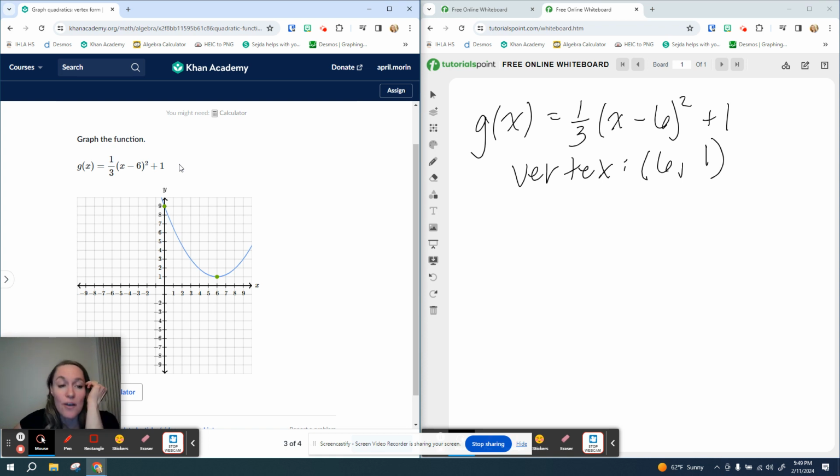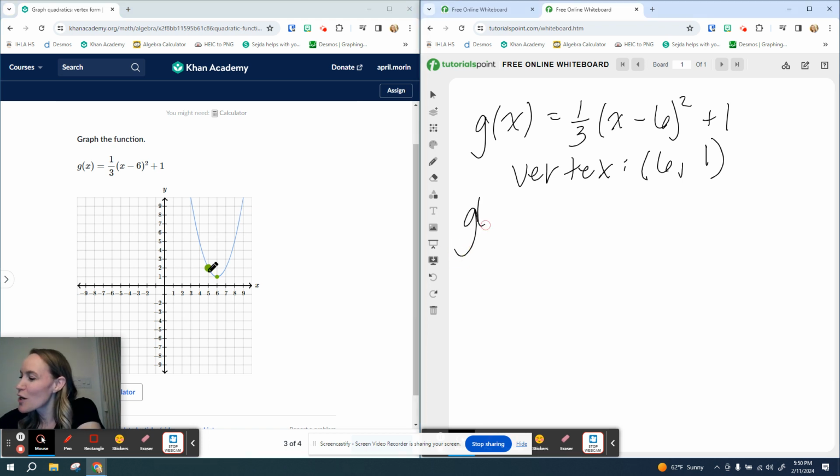Yeah, so 0 is not going to work. So let's pick a different number. Let's pick 5, right? We want to pick a number close to the vertex so that we get a positive number. This might take a few tries, but I'm going to pick 5 for now. Let's see if 5 works.